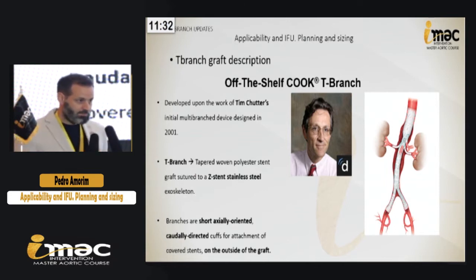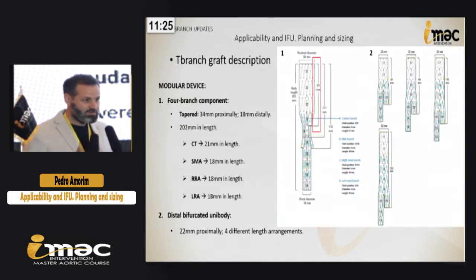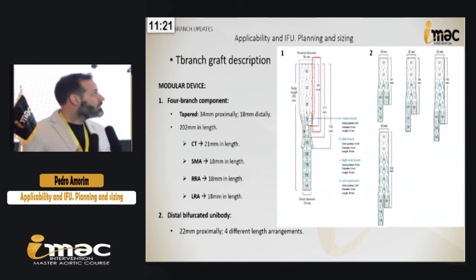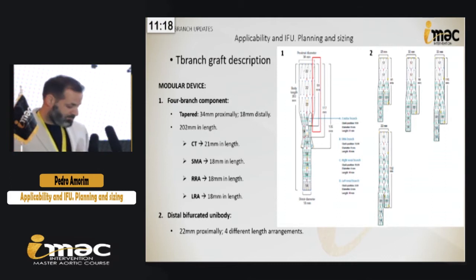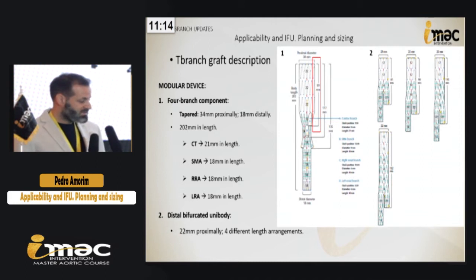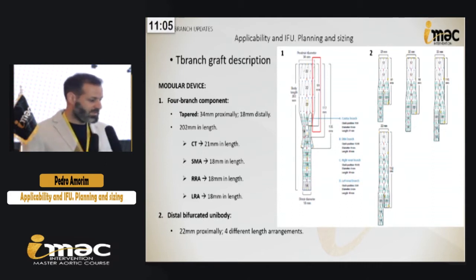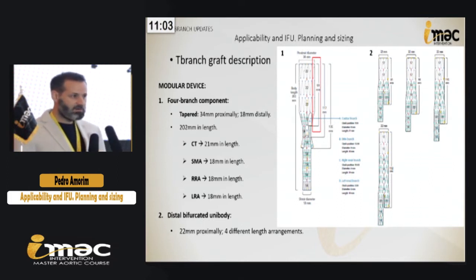As we all know, the T-branch is the graft platform for off-the-shelf treatment of thoracoabdominal aneurysm. It has suffered some changes in the years, but now, as we know it, we have a bi-modular device with two components, a main component, which is tapered from 34 millimeters proximally to 18 distally, in a total length of 20 centimeters.